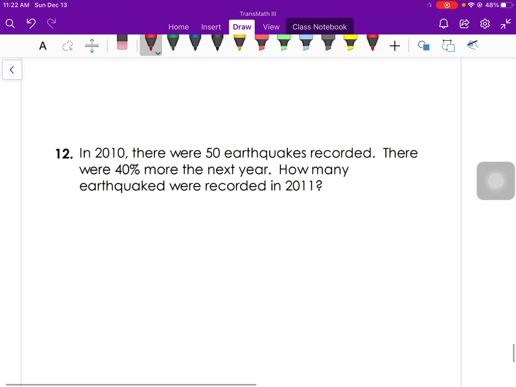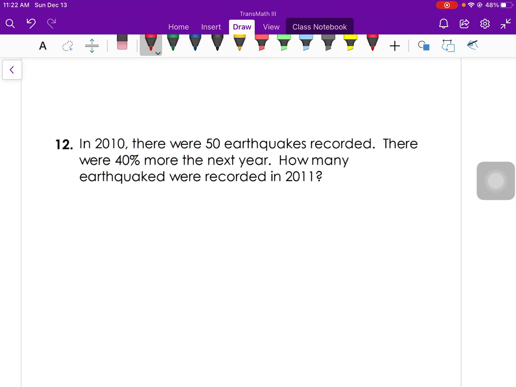In 2010, there were 50 earthquakes recorded. There were 40% more than next year. How many earthquakes were recorded? So this is a problem that I'm going to do two different ways because there are two different very similar ways to solve this. So if there were 40% more earthquakes next year, that means original was 50. 40% more is a change. So I'm finding the number of more earthquakes. Well, divide by 2. You get x equals 20.